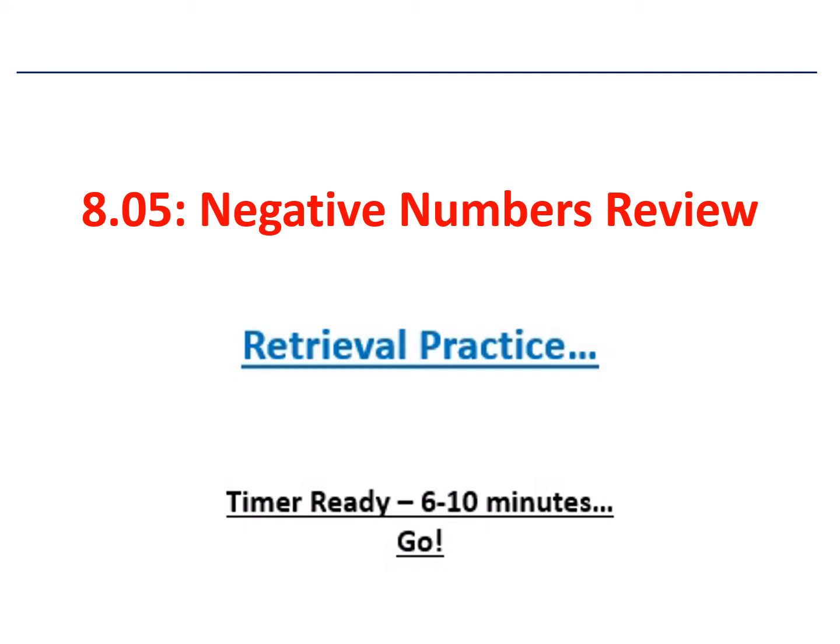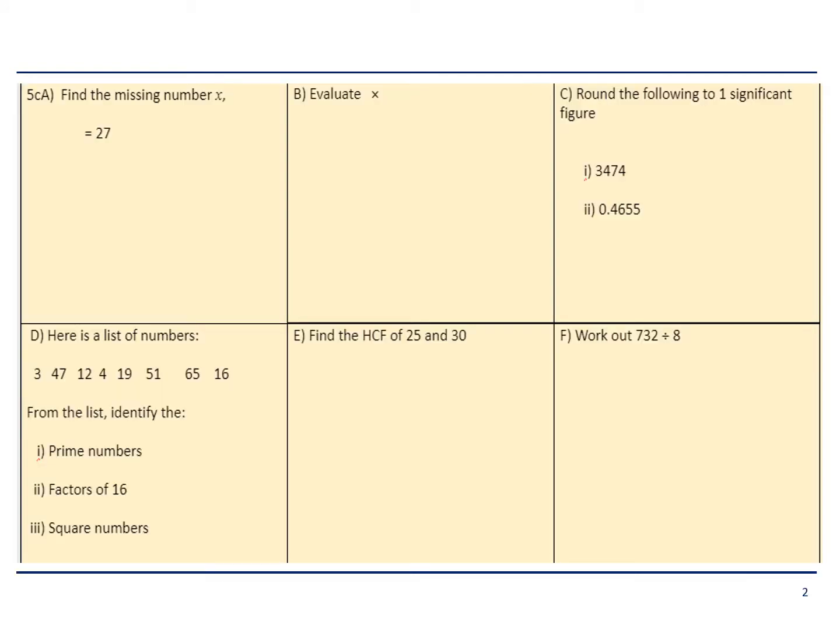Today we're looking at starting negative number reviews, and we're going to do our retrieval practice first. So get yourself ready. You need a 10-minute timer for your 6 questions. Here are your 6 questions. Have a good go at these, and then when you've finished, get your green pen ready. Make sure you pause the video.